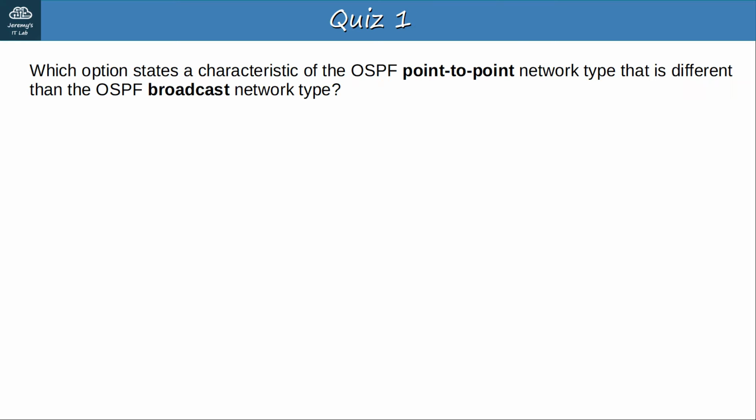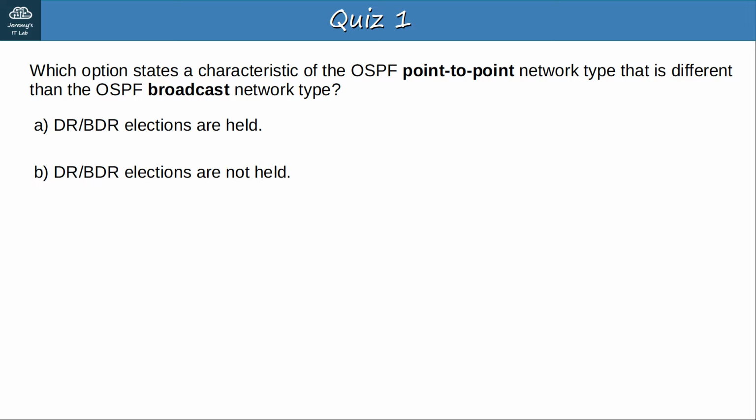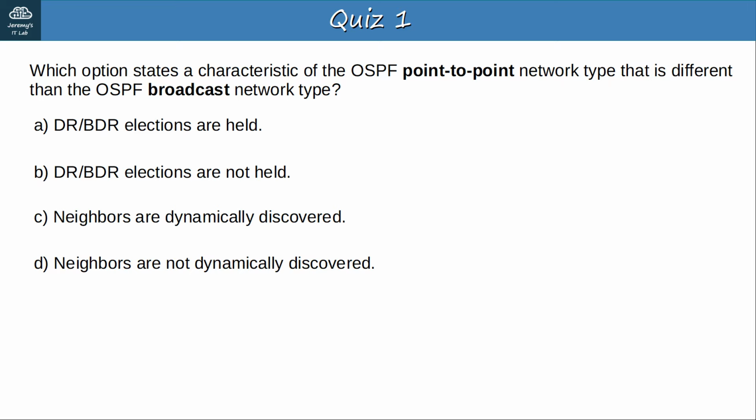Which option states a characteristic of the OSPF point-to-point network type that is different than the OSPF broadcast network type? A. DR and BDR elections are held. B. DR and BDR elections are not held. C. Neighbors are dynamically discovered. Or D. Neighbors are not dynamically discovered.